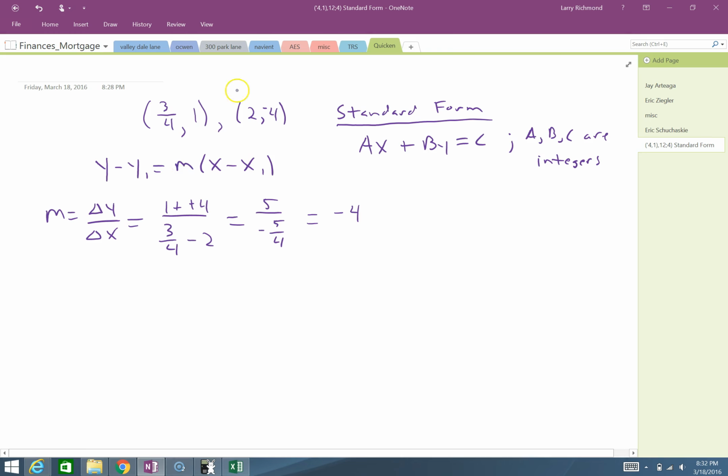So I will use this point, y minus y1. In this case, it'll be y minus a -4. That'll be plus. Equals, slope is -4. Parentheses, x minus, or x1, that'll be 2. Distributing my -4 over here gives -4x plus 8. Here I have y plus 4.